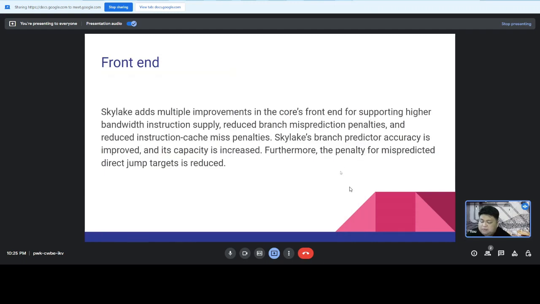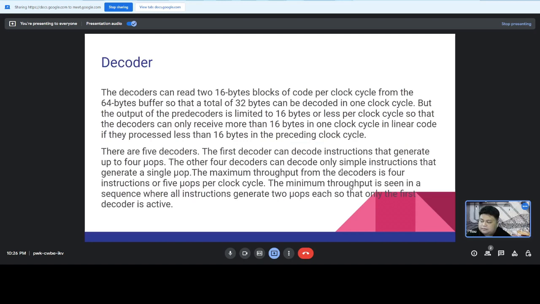Skylake adds multiple improvements in the core's front end for supporting higher bandwidth instruction supply, thus reducing branch misprediction penalties and reducing instruction cache miss penalties. Skylake's branch predictor accuracy is improved and its capacity is increased. Furthermore, the penalty for mispredicted direct jump targets is reduced.